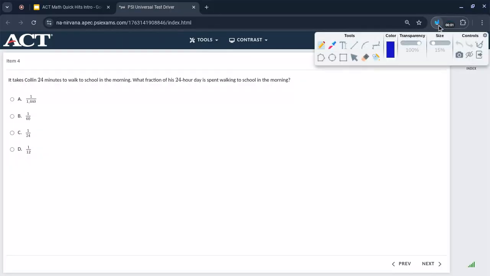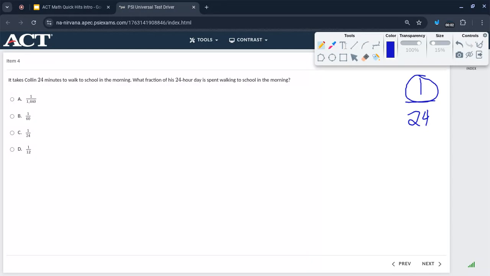So here's how I would approach this problem. Let's just say it took him an hour to walk to school, right? It doesn't, but if it took him an hour, then what fraction of his day would he spend walking to school in the morning? Well, he would be spending 1 hour of his 24-hour day. So what we need to know is, because it doesn't take him 1 hour to walk to school, how long does it take him to walk to school in hours?